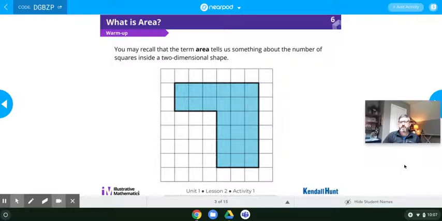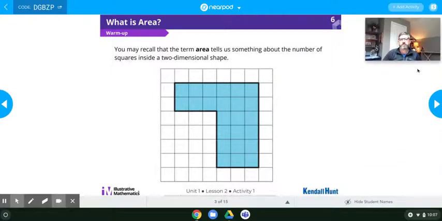So last time we talked about tiling, and you remember, Linus, we talked about the tile on your grandma's kitchen floor, how you put all those together. Remember that? Oh, yeah. All right. Well, we talked about that so we could get an idea of what area was. Now, area tells us about the number of squares that we can fit in a shape.